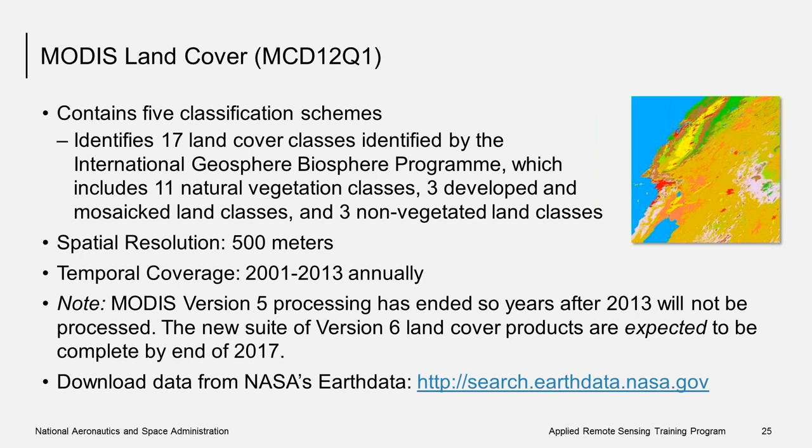Currently, the MODIS version 5 processing has ended, so the land cover product is currently only available from 2001 to 2013. The new suite of version 6 land cover products are expected to be complete by the end of 2017. You can download these products from NASA's Earthdata website.